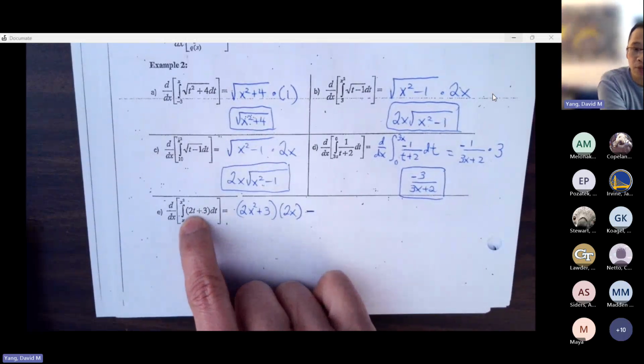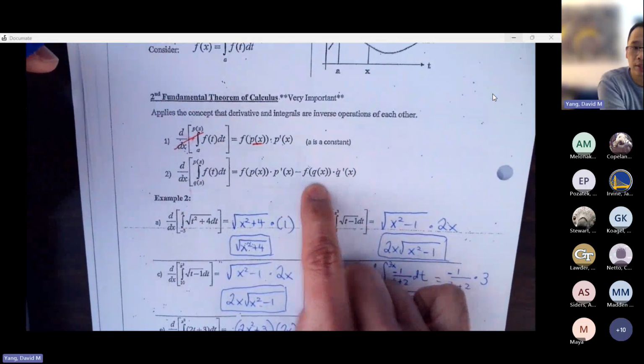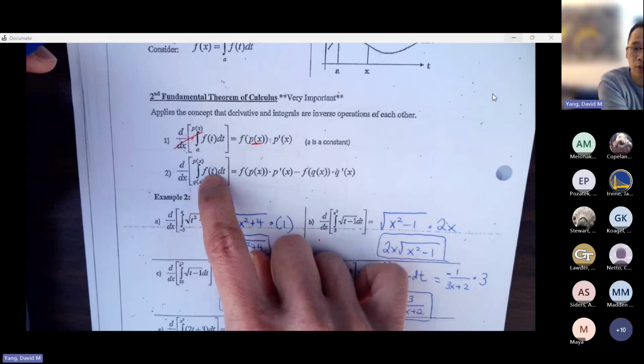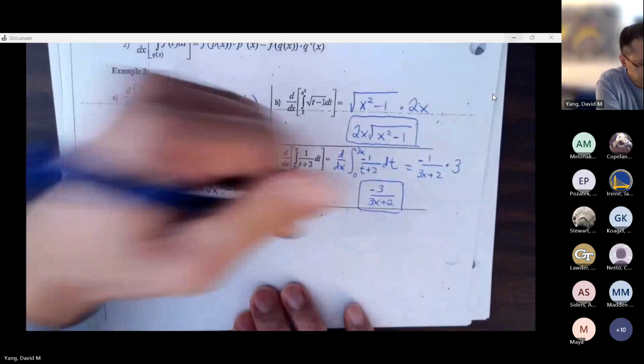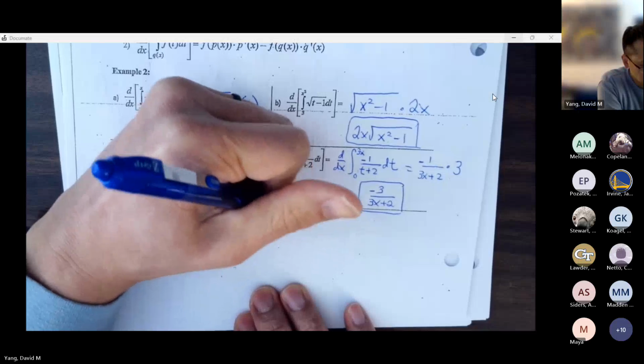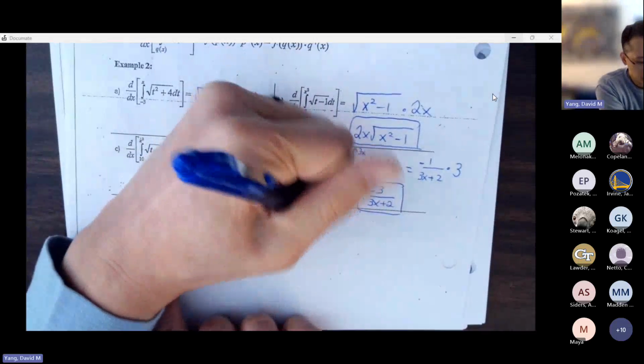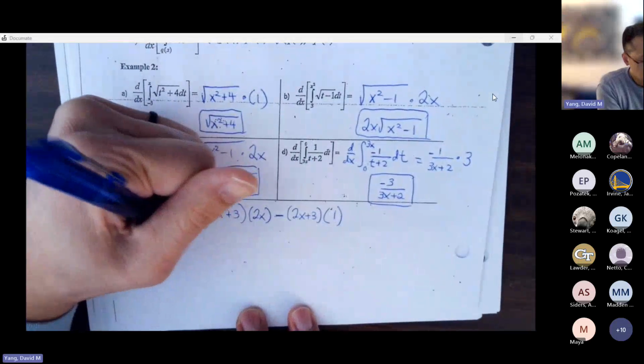So do the same thing with the lower bound. Lower bound gets plugged into the variable. So that's what this is doing here, f of q of x. Plug the lower bound in for the variable of the expression, times the lower bound's derivative. X's derivative is 1. So I'm going to clean this up here.